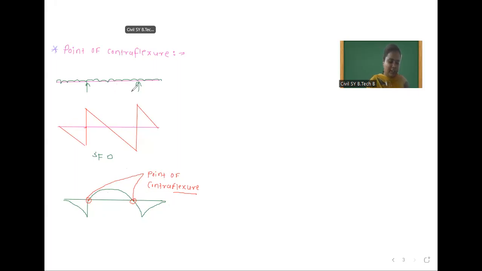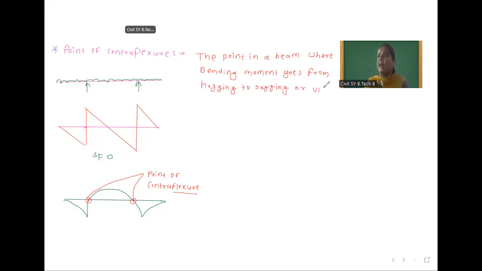Okay, please write down the definition. The point in a beam where the bending moment goes from hogging to sagging, or vice versa.